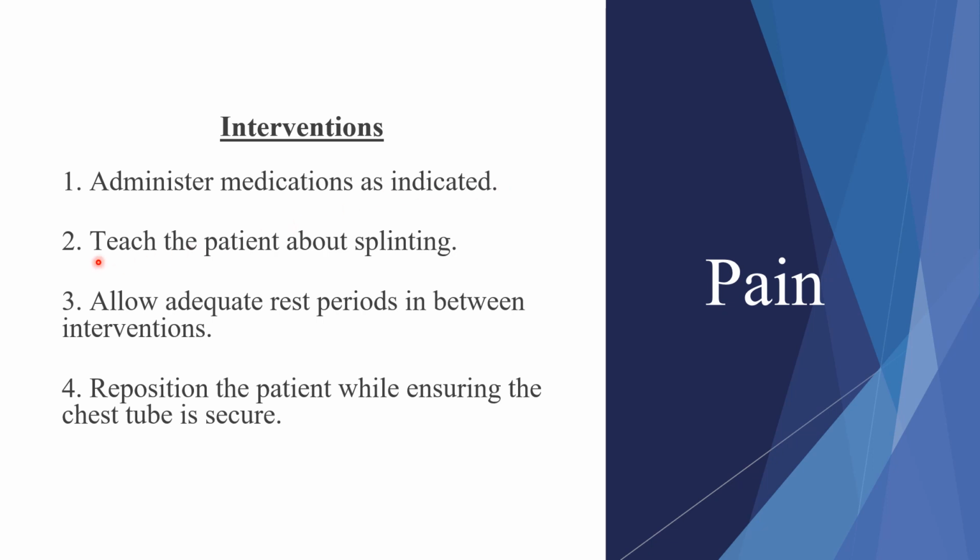We want to make sure that we're teaching and showing the patients how to splint. And then, very important, we want to allow them periods of rest. We don't want to overexert them. They've got to have periods of rest, and that's going to help with pain management. And then repositioning the patient. When repositioning the patient, we want to make sure that the chest tube is secured, no kinks or anything, and we want to position them for comfort. We also want to assess how they're doing psychologically with all the pain and stuff as well. So these are just a few interventions to think about.